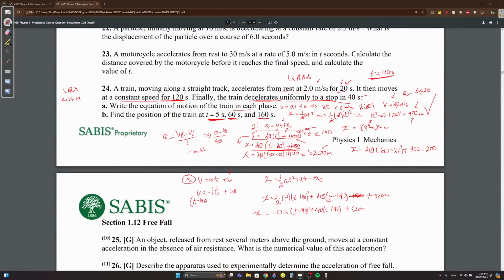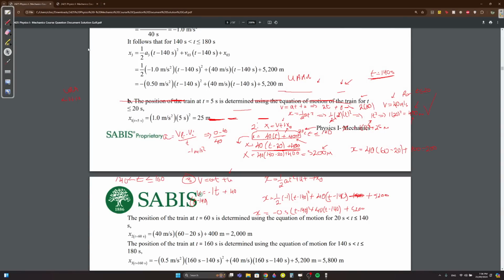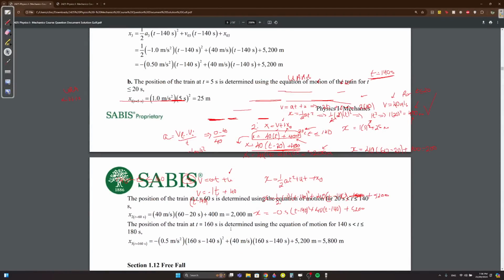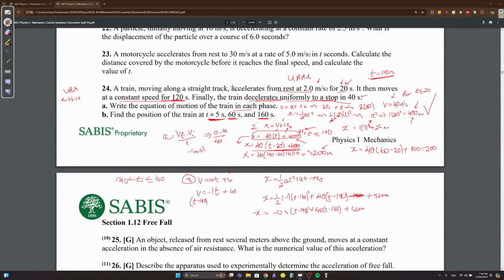And then 160 seconds. This falls under here, for t between 140 and 180. Yeah, between 180, because here it stopped at 140, then 140 plus 40 more seconds. Yeah, it's in between 180. Okay.